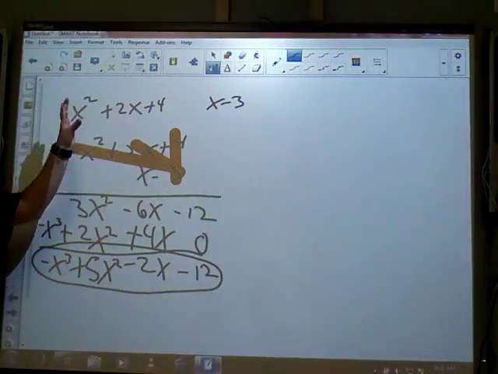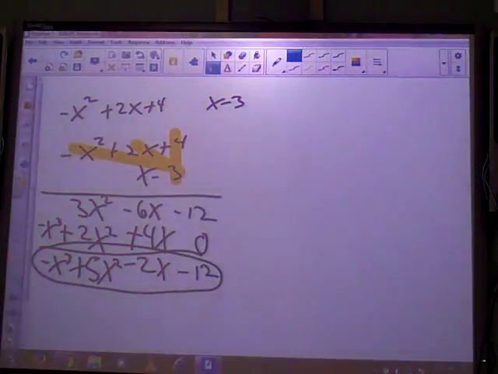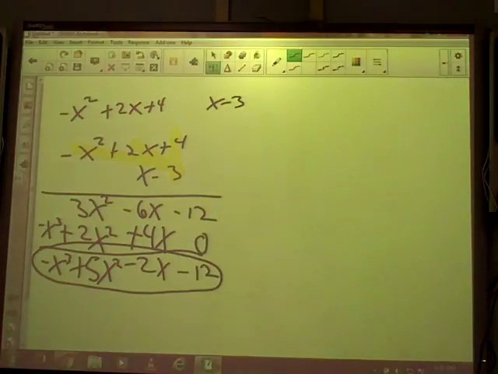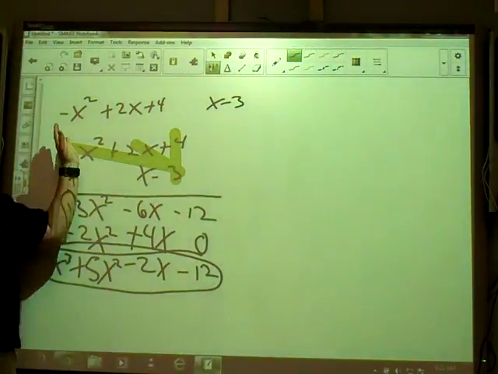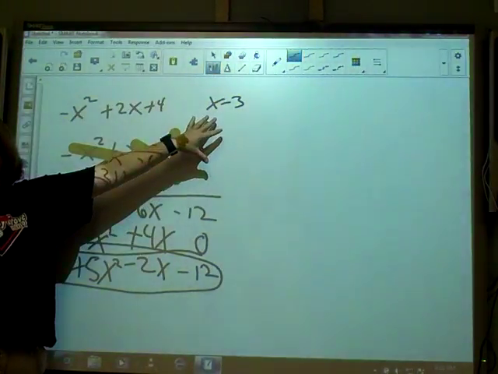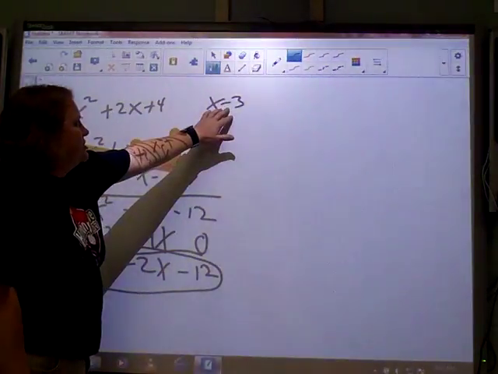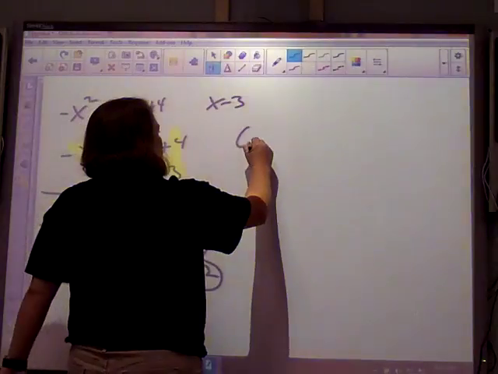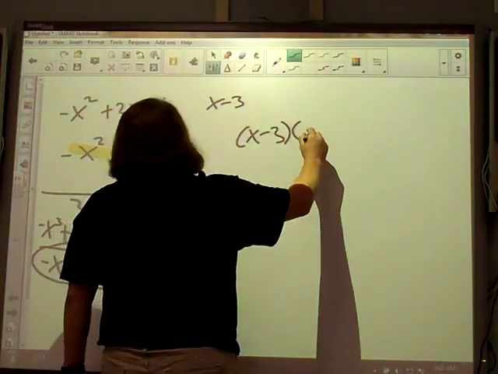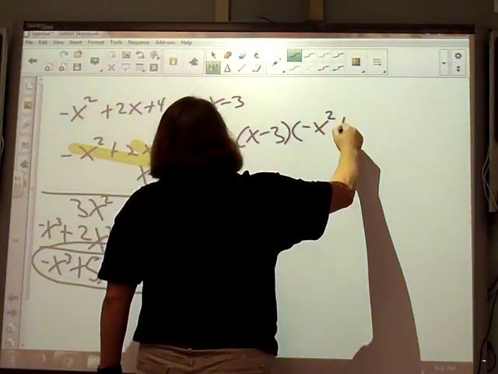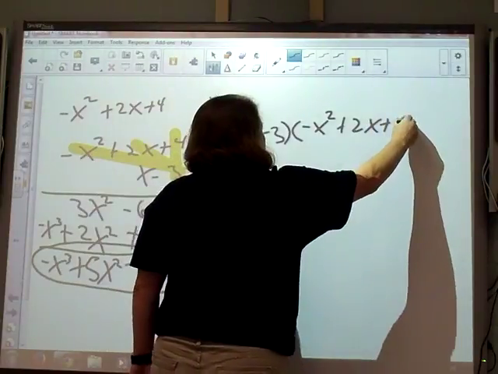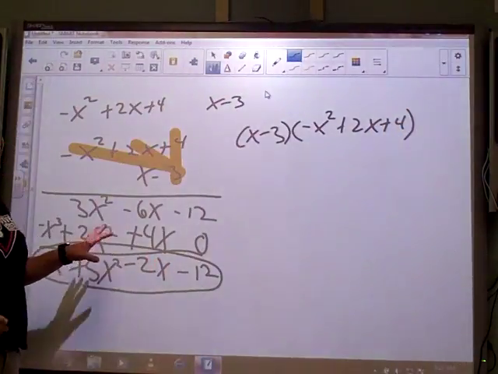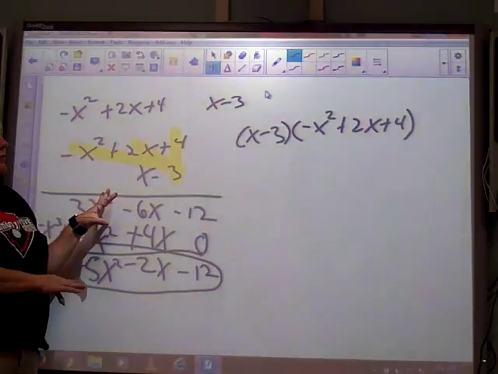Another way to do this is just to leave it and use the distributive property. It's my personal preference, not right or wrong, but when I'm doing the distributive property, I like the smaller polynomial to go first. This one's got 2 terms, it's a binomial. This one's got 3, it's a trinomial. So I'm going to write the binomial first, then the trinomial. All we're going to do is distribute now, which is what you did here. It's just a different way of organizing it.